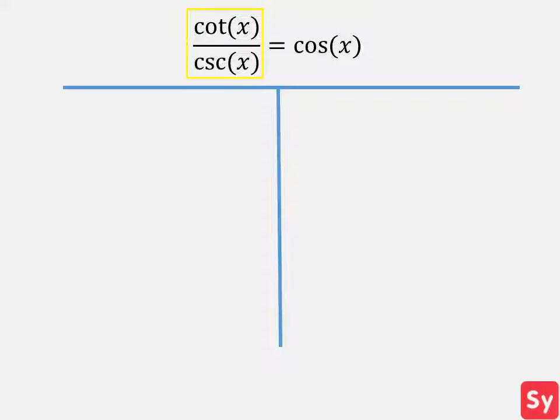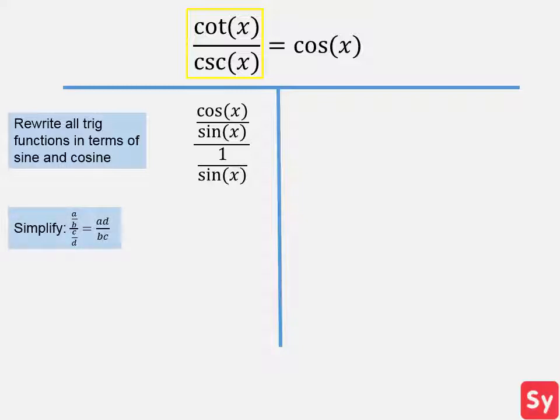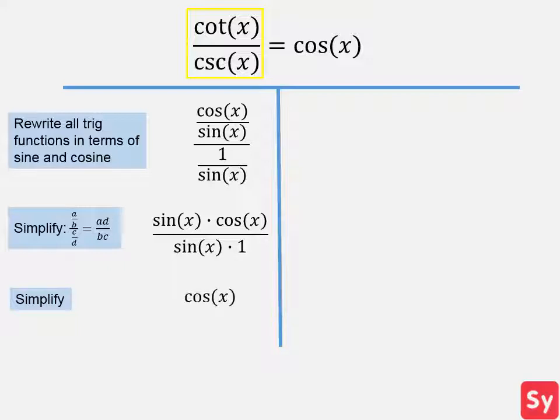Like the tip says, we are going to rewrite all trig functions in terms of sine and cosine. Next, we will use this identity to simplify, so we get this. Next, we simplify by canceling out sine of x, and we get cosine of x, which is what we are looking for. Since we've reached the result, we are done.